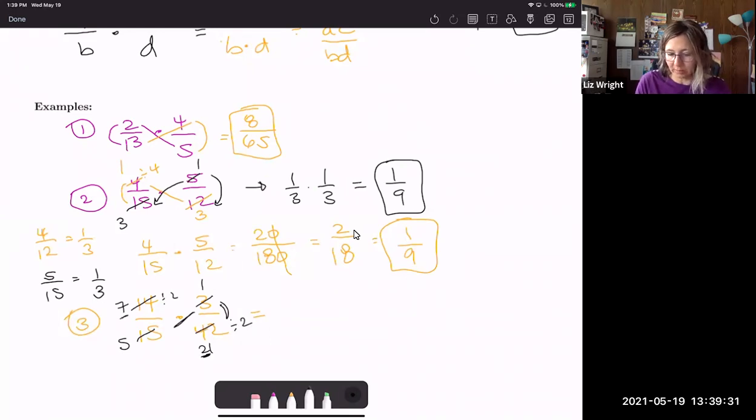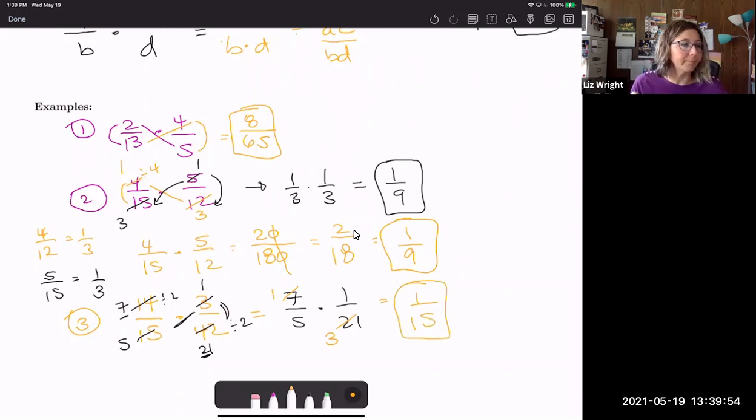I'm going to rewrite it so it's a little bit neater. So right now I have 7/5 times 1/21. And I'm going to reduce again. That's a 1. That's a 3. Because 7 divided by 7 is 1, 21 divided by 7 is 3, and then that's going to reduce all the way down to 1/15, which is perfect. It's exactly what we wanted.